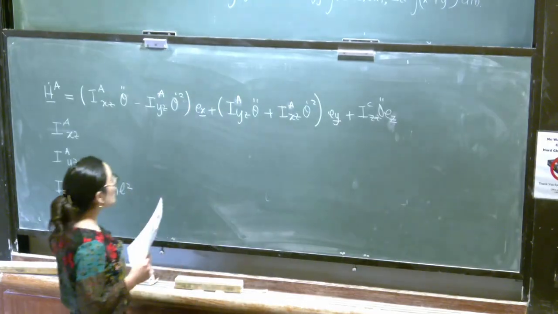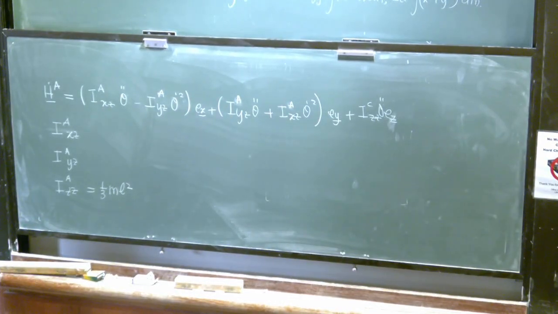Okay. What about the other two terms? Let's start with IAXZ. What is IAXZ for the rod? Why is it 0?